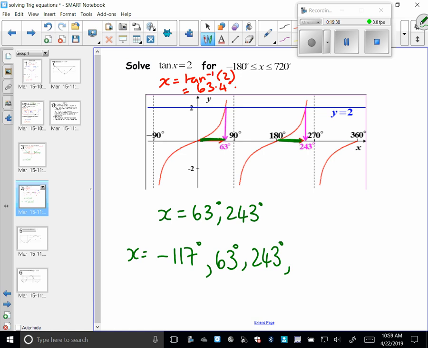Okay? And so we're going to now have to add 180. What's 243 plus 180? We're adding 180 to this number. That gives 423, then 603, and then 783. That's gone past, hasn't it? Yeah. Okay, so they are our solutions for that range.